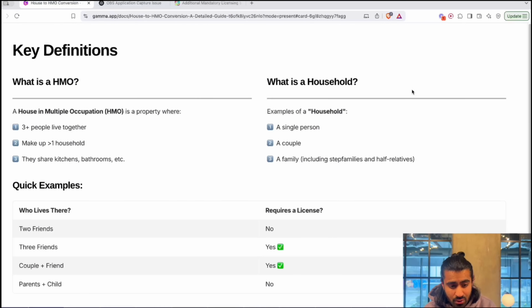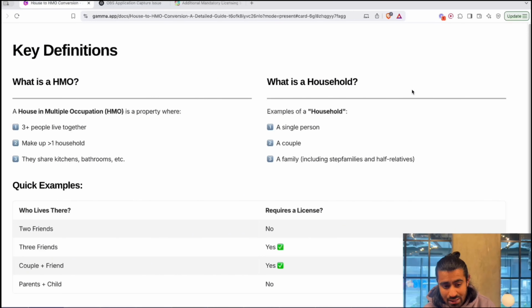So the 3 conditions are, number 1, 3 or more people living together. Number 2, they make up more than one household. And number 3, that they're sharing some form of communal facilities, whether that's kitchens or bathrooms, or both.